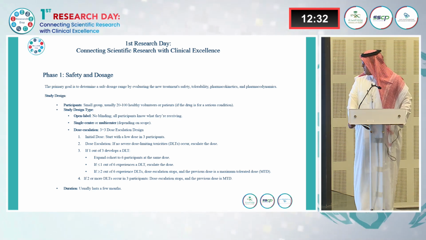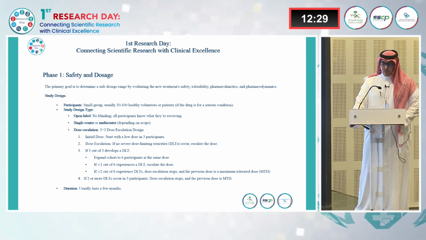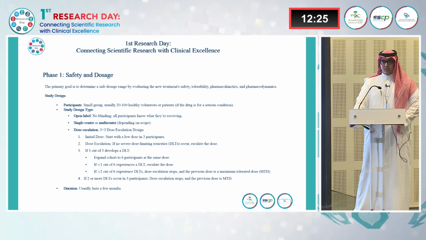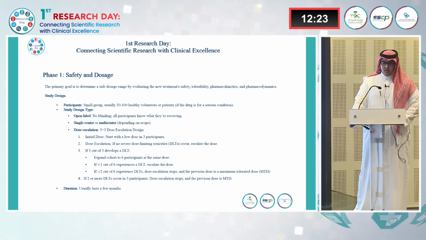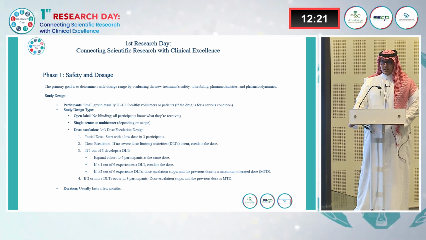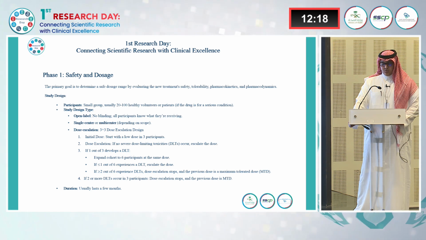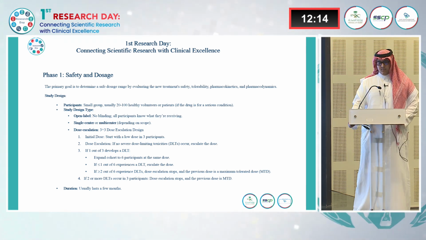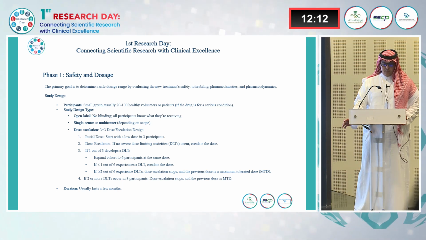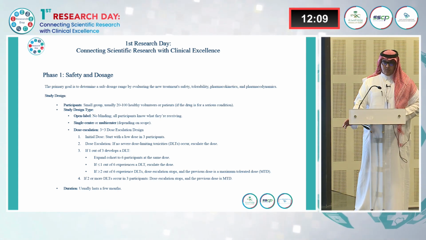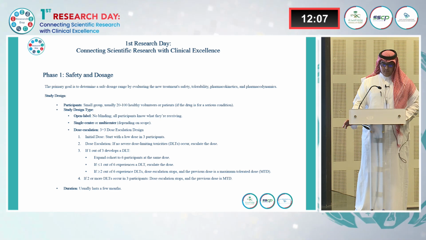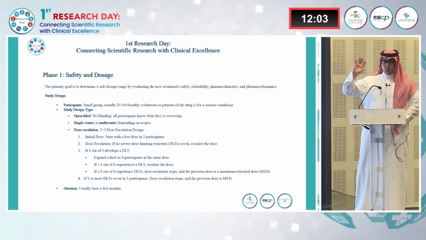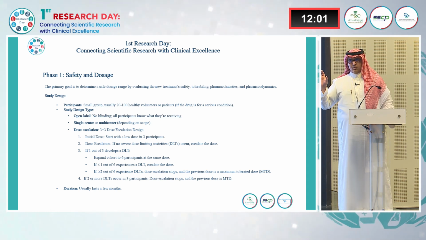We use open label in phase 1. Might be single site or multiple sites. Also, we are focusing here in phase 1 on dose escalation. We have the 3+3 study design rule, or dose escalation. There are 2 types of this dose escalation.